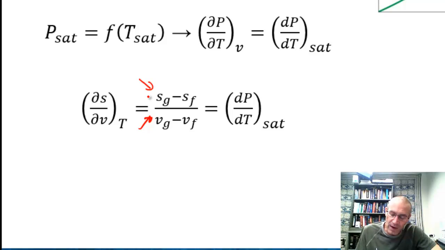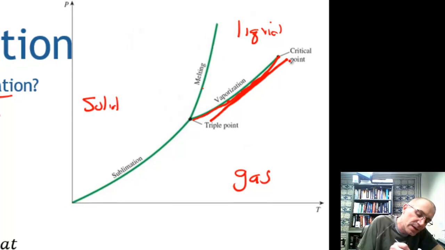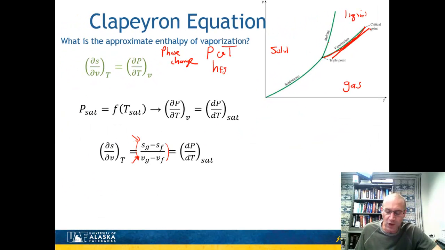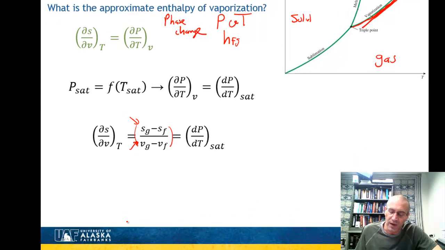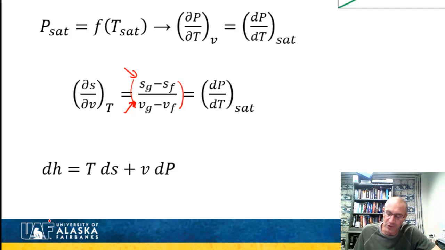And so those quantities right there are dP/dT at constant saturation. What we're looking at is the slope of this curve right up here. That's what dP/dT is, and we're saying that slope is equal to the change in entropy over the change in volume. Well, again, changes in entropy aren't easy to measure, but we can do another substitution.